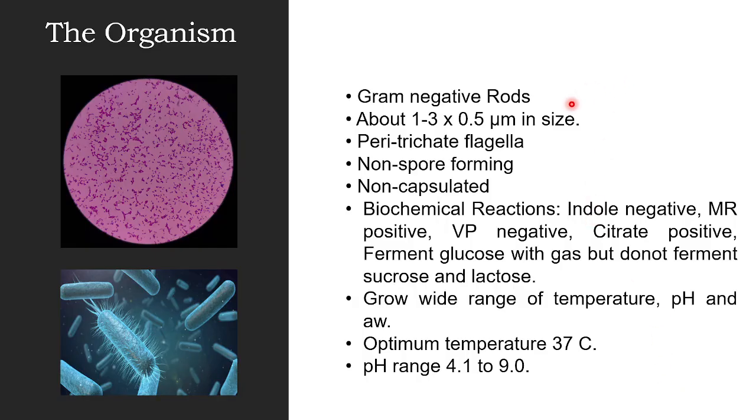Coming to the organism, these are gram-negative rods. This is the size, peritrichate flagella, non-spore forming, non-capsulated. If we go for the biochemical reactions, these are indole negative, MR positive, VP negative, citrate positive. They can ferment glucose with gas but do not ferment sucrose and lactose. They can grow in a wide range of temperature, pH and water activity, that is aW. But the optimum temperature is 37 degrees and the optimum pH range is 4.1 to 9.0.